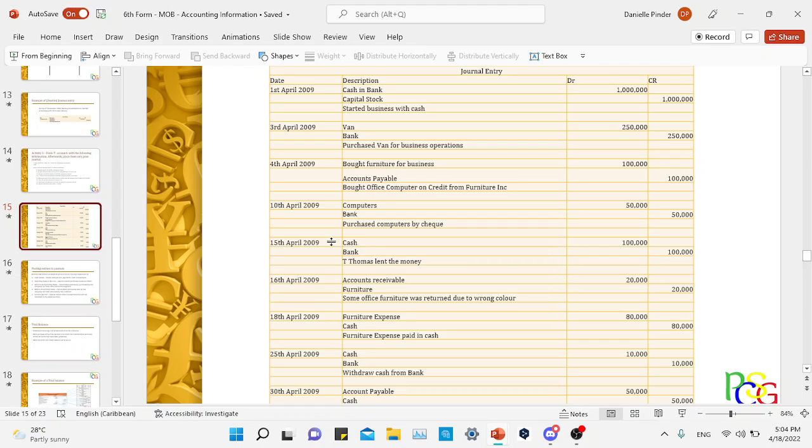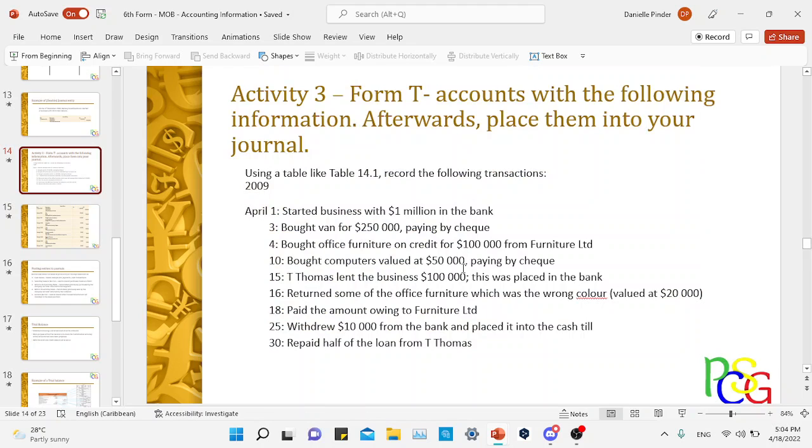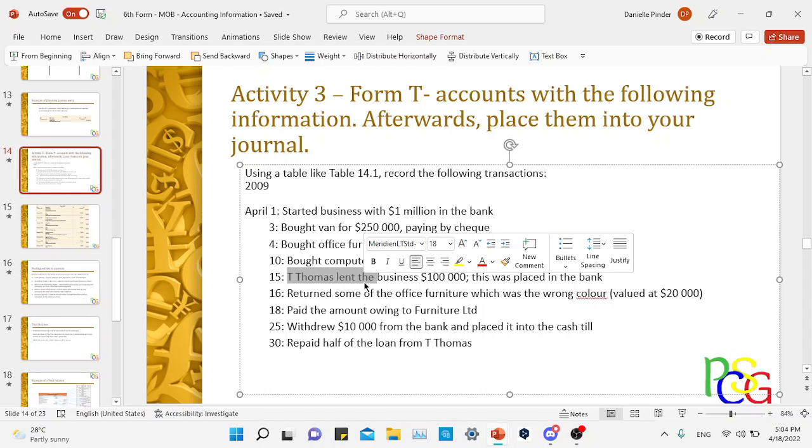I understand the 10th. I have a debit bank and credit Thomas. That's why I was asking. The question says he lent the business $100,000, and this was placed in the bank. Okay, all right. So just think of it from the business's perspective first, not Thomas's. Just remember that Thomas lent the business that, so you would debit the cash and credit the bank.